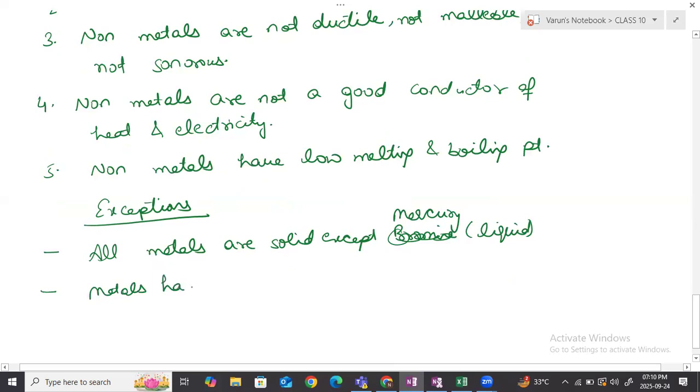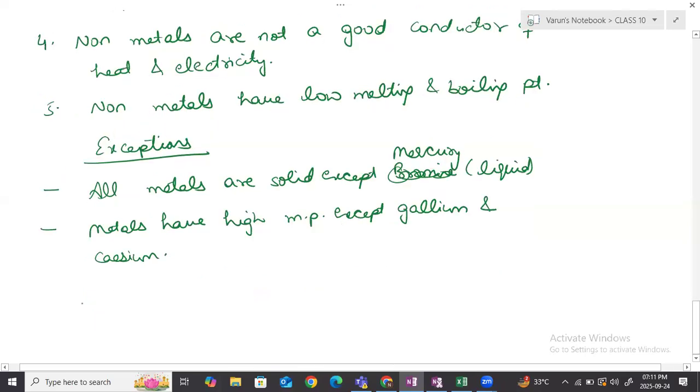Next, metals have a high melting point, except gallium and cesium. Gallium and cesium have a low melting point. Even if we keep them on our palm, they will melt. Okay. Iodine is a non-metal, but it is lustrous.